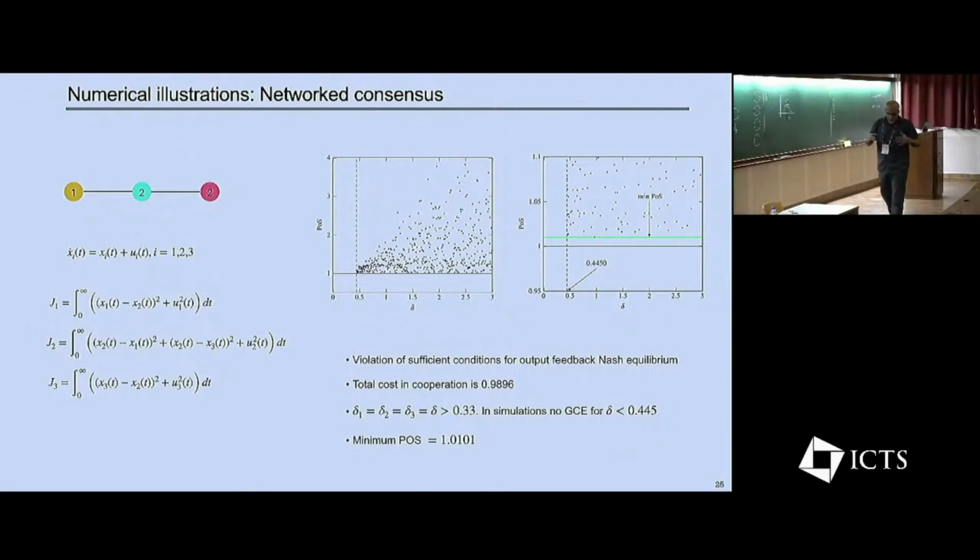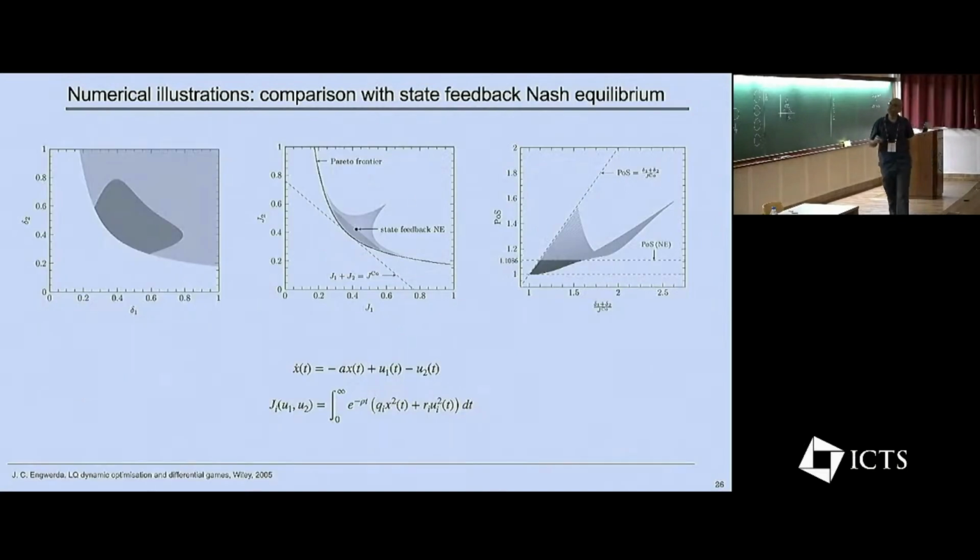Now, the guaranteed cost equilibrium is not only for the output feedback case, but for the state feedback case as well. So now we can also compare the performance of this equilibrium with a Nash equilibrium. So this is a differential game. I have taken it from this book. For this game, I have just one unique state feedback Nash equilibrium, and it achieves a POS, price of stability, of 1.108.